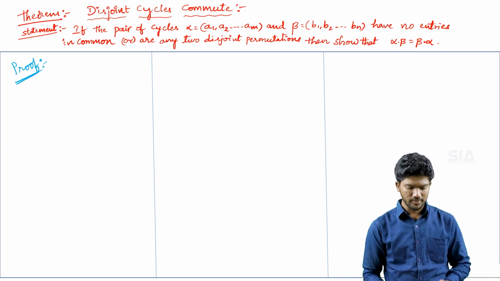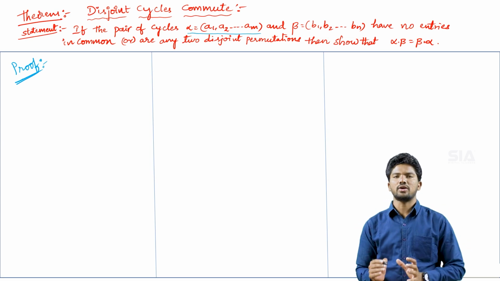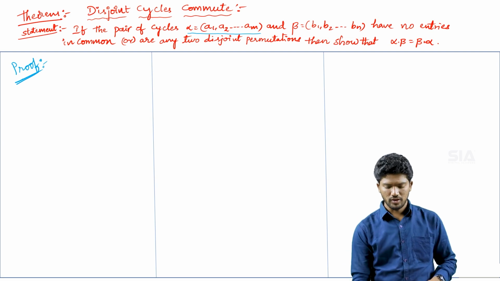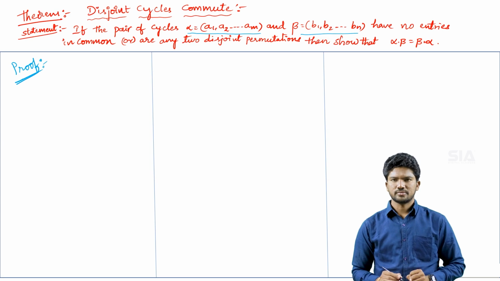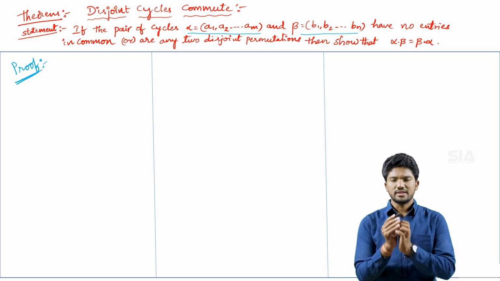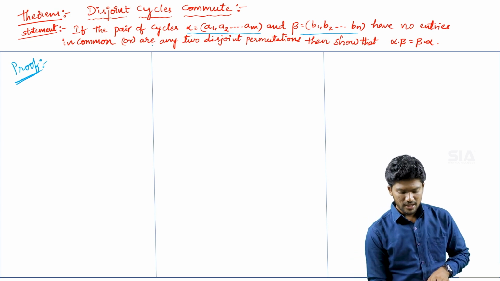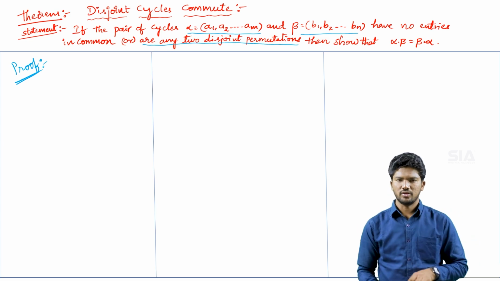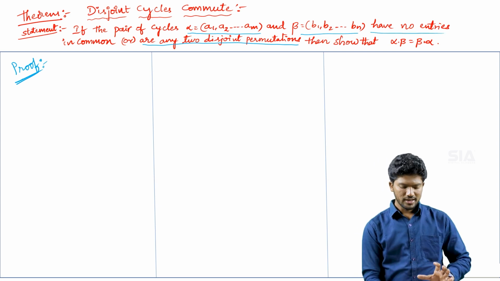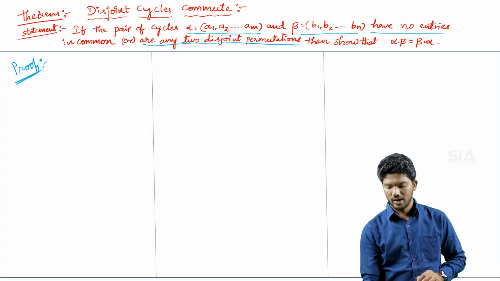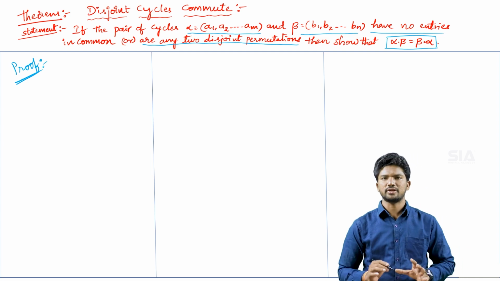See the statement of the theorem. If the pair of cycles alpha is equal to cycle notation a1 a2 up to a suffix m and beta is equal to b1 b2 up to beta suffix n have no entries in common, which means that there is no common element between these two permutations, or else any two disjoint permutations. In the examination, questions will be asked in this format also: have no entries in common, or any two disjoint permutations, then we have to show that alpha into beta is equal to beta into alpha. This is the commutative property with respect to multiplication.